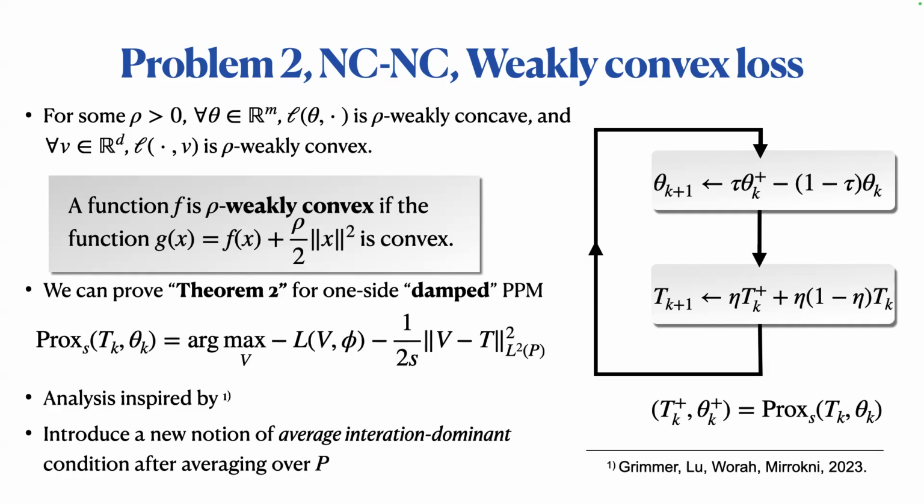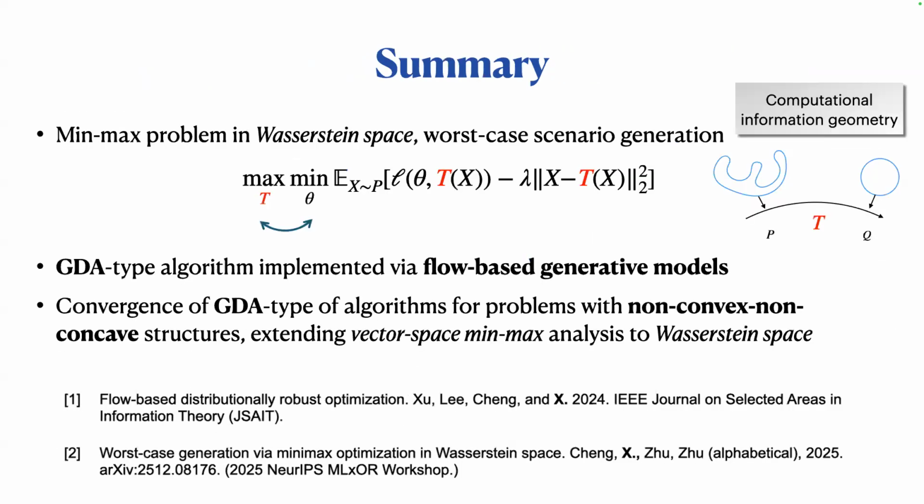PPM is proximal map methods, and then we can again prove similar results of convergence, epsilon to the minus 2. But it's one-sided, meaning that we only add this regularization on the T map. The theta part is actually okay, so we leave that as it is.